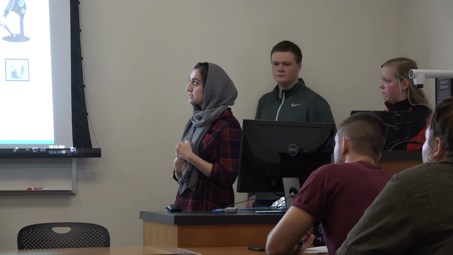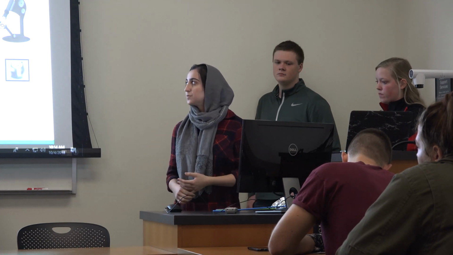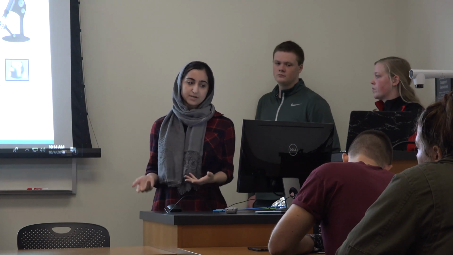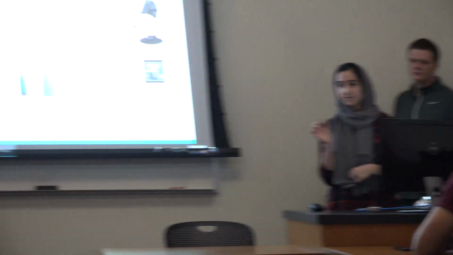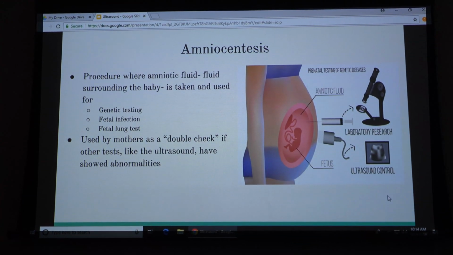So the fluid is tested for genetic abnormalities, such as sickle cell anemia and cystic fibrosis, and it can also be tested for chromosomal abnormalities such as Down syndrome. And as I said before, it's like a double check, and it has a very small margin of error. I think it's less than up to 1%, so it's pretty accurate.